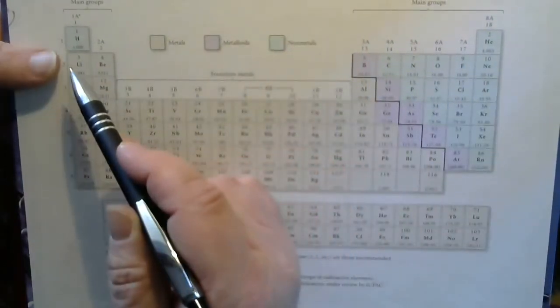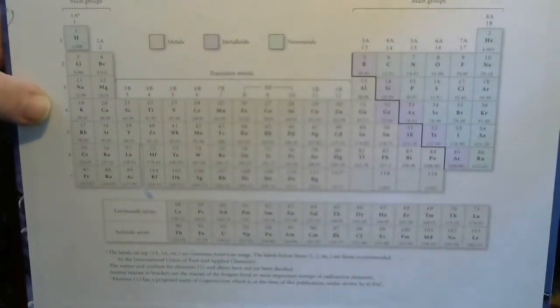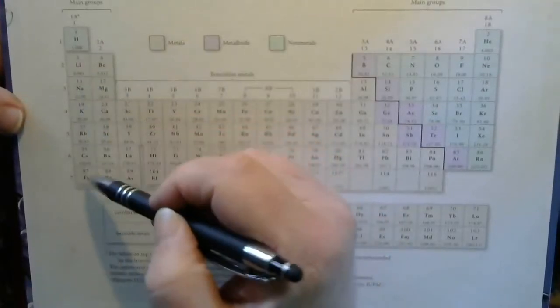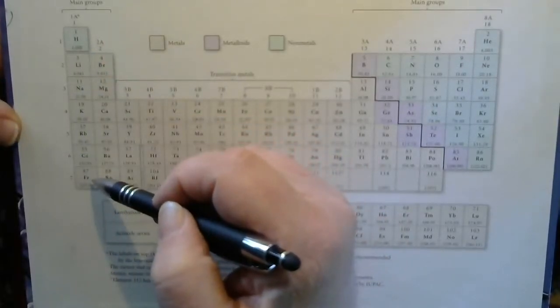All right, so what that means in practical terms is that looking at a periodic table, for instance, it increases going from right to left. So lithium is bigger than neon, for instance. And it increases going down a group. So lithium is smaller than francium.